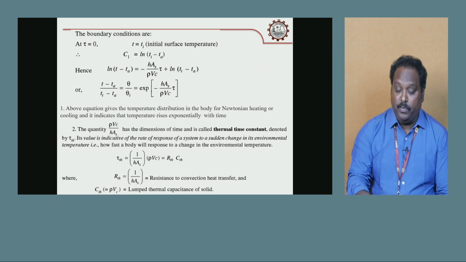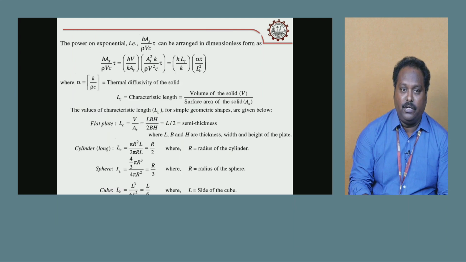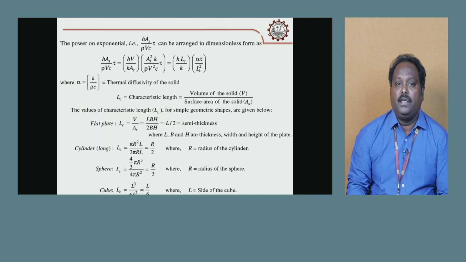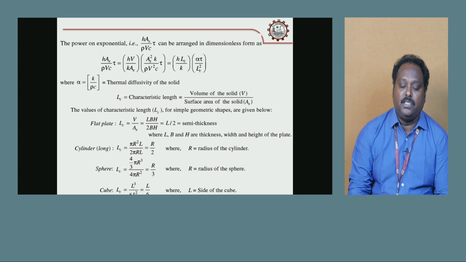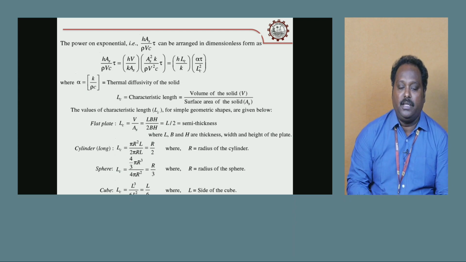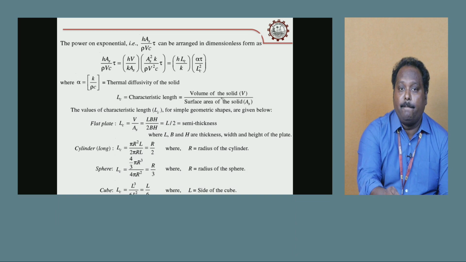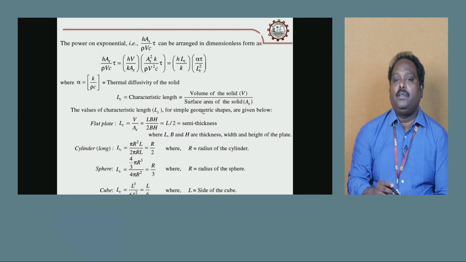So you might have understood how to derive the governing equation for the lumped system parameter. Now let us see, I am going to introduce a new non-dimensional number which is related to unsteady state conduction. Before that, we should understand what is meant by characteristic length. Here characteristic length is defined as the volume of the solid with respect to the surface area of the solid.